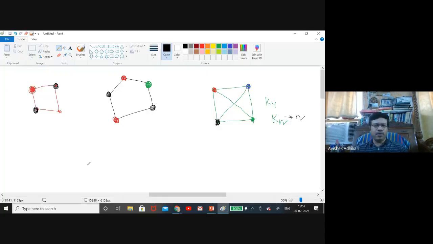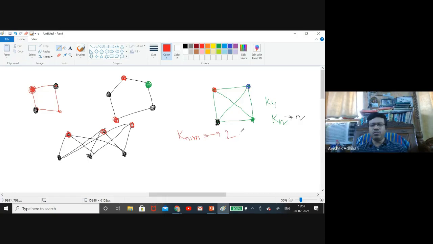For a complete bipartite graph, how many colors? Say for example, I have a complete bipartite graph. For that, how many? Two, because the vertices within each side are not connected. So you can put black on one side and red on the other. So for K(n,m), it would be 2.